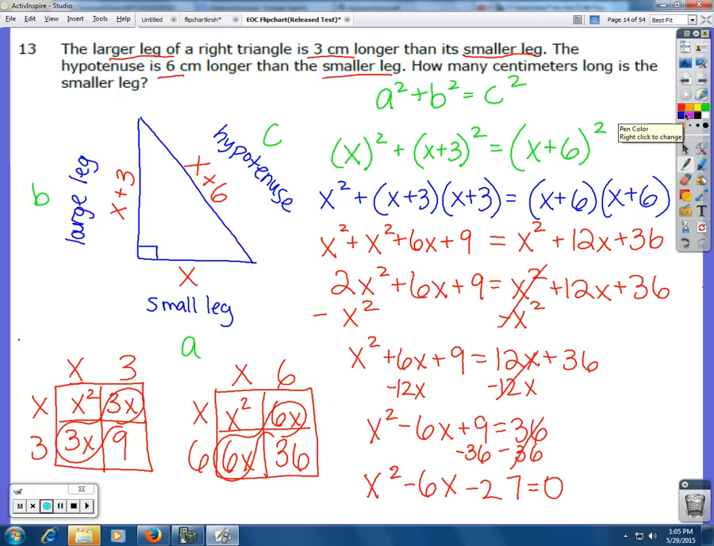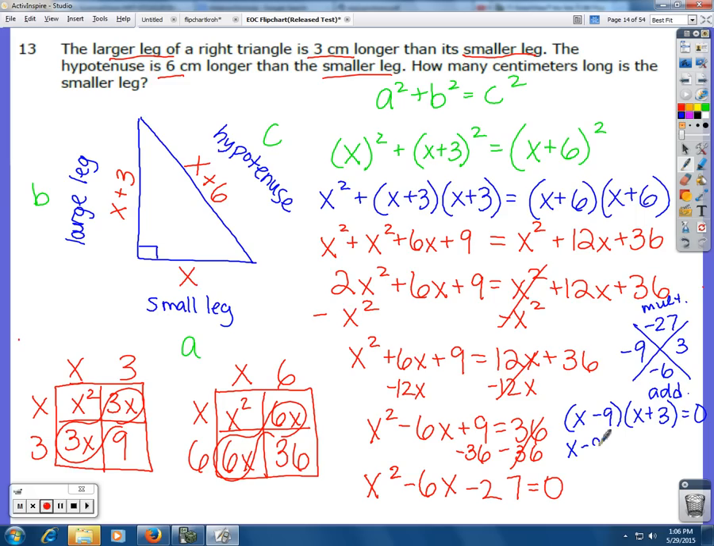I'm going to do the big X. I have negative 27 on the top, negative 6 on the bottom. I'm looking for two numbers that multiply to give me the top and add to give me the bottom. That's going to be negative 9 and 3. I'll take those and write them in binomials. Then I'll need to take each binomial and set it equal to 0, and then solve for x.